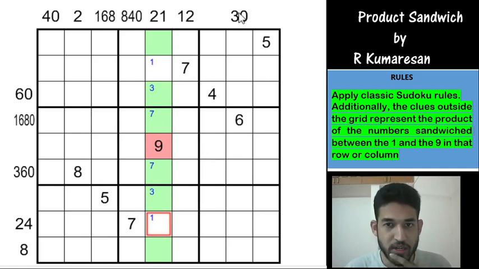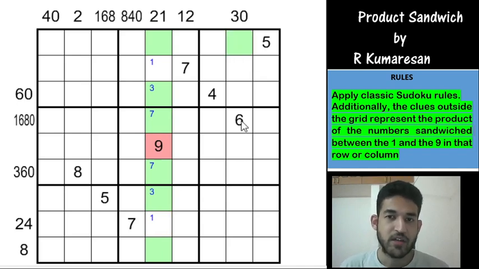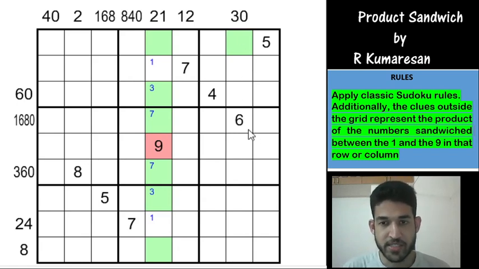So maybe let us look at smaller clues, a 30 clue maybe. 30, we know, is either 5 multiplied by 6 or 5, 2 and 3. There is no other option. So can I have a 1 or a 9 here in this cell? If I have 1 and 9 here, then 6 surely becomes part of the 30 product sandwich clue. But we know that when 6 is part of that, the only possible combination is 5 multiplied by 6. But that is not going to happen because a 5 is here. So this cell has to be a green.